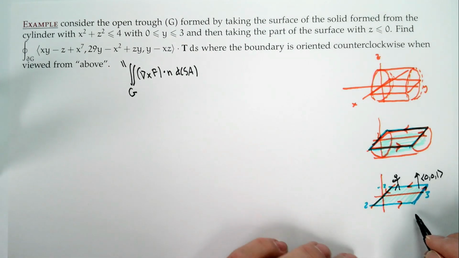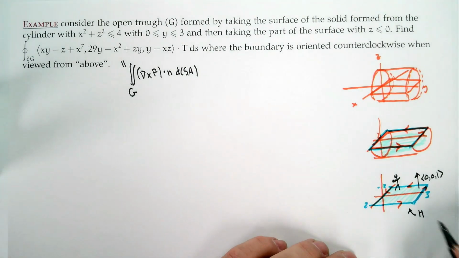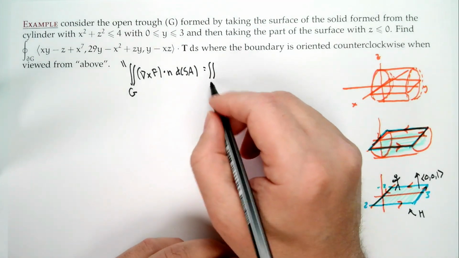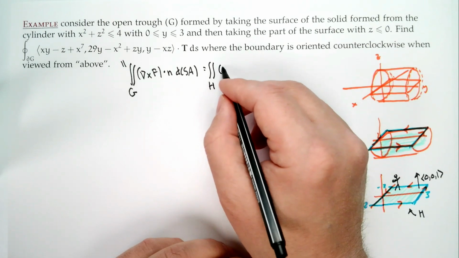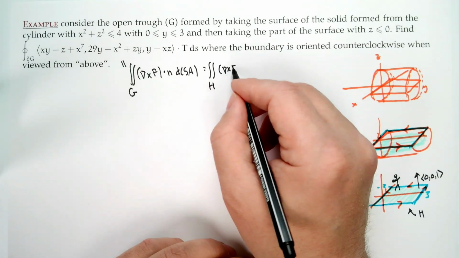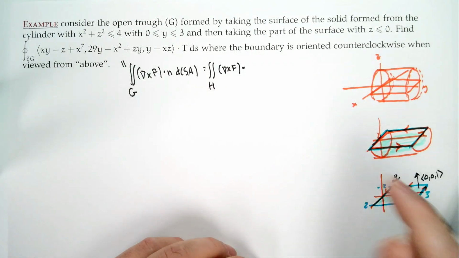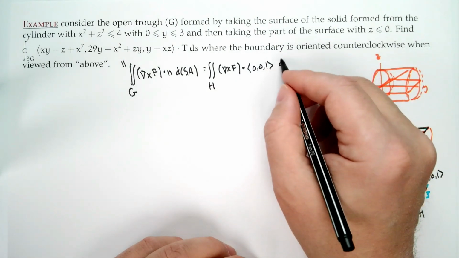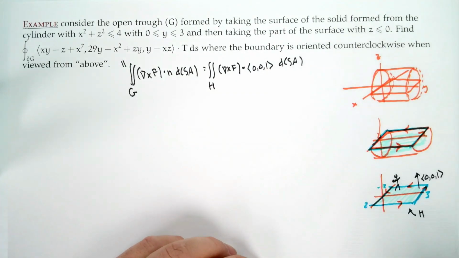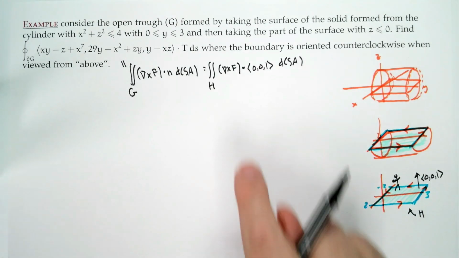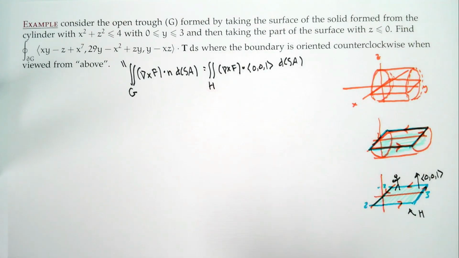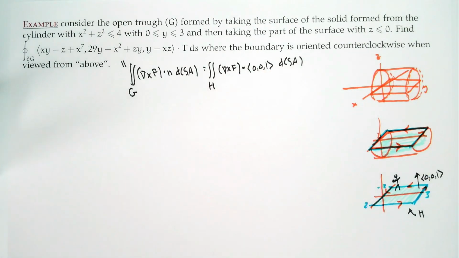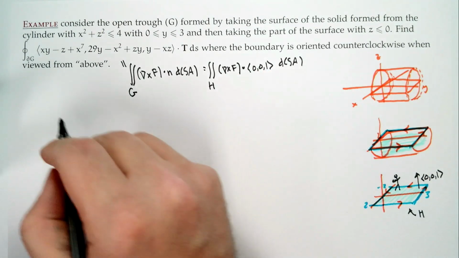So let's call this surface h. So really, this is the integral over h of del cross f dot, and now I'll go ahead and put in the 0, 0, 1, dS. Well, that tells me when I'm computing this curl, I really only care about that last entry. Okay, so let's compute our curl.